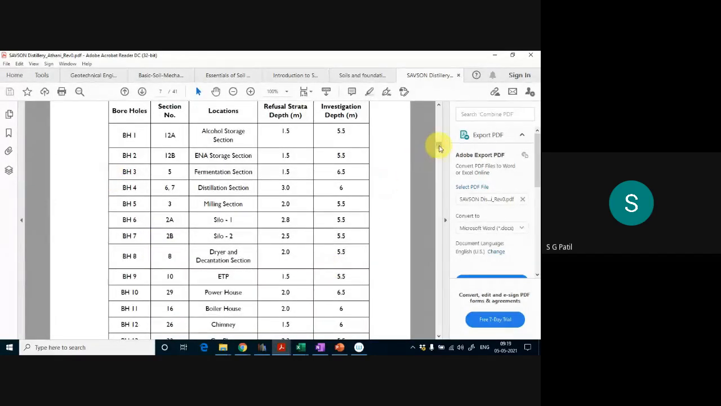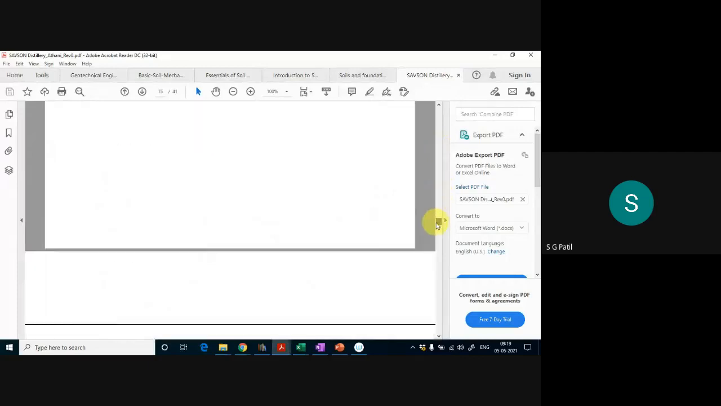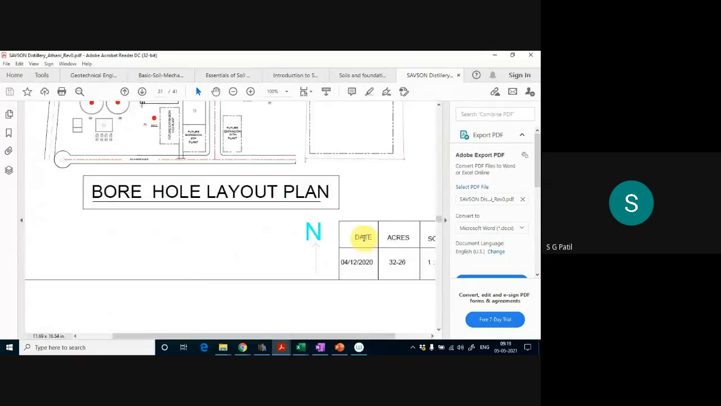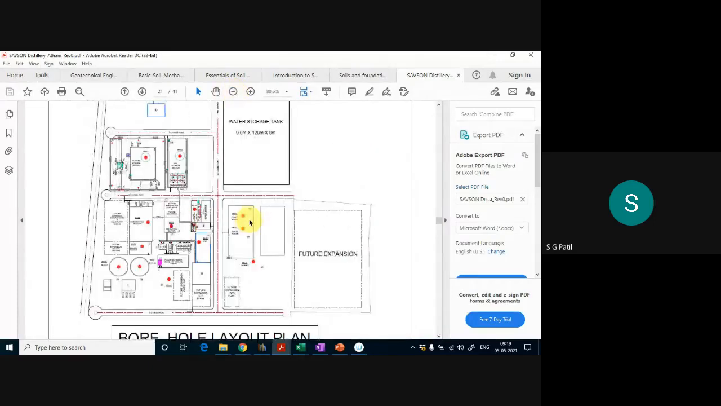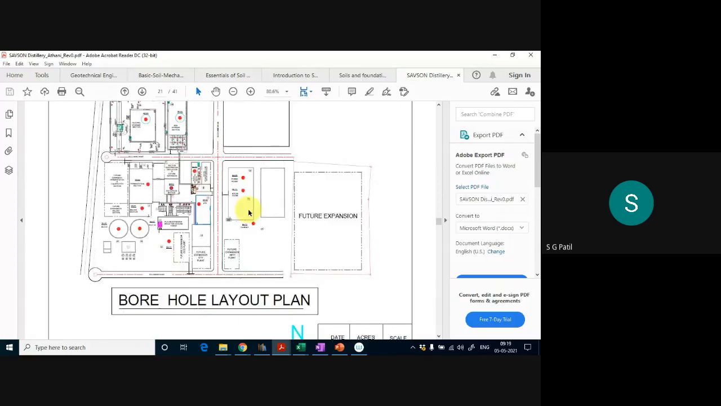Okay, so let me show that plan of the site. See, this is the plan of the site. This is near Athini. In Athini, this factory is situated. So these are the boreholes. See, these red dots are the boreholes, and these are the major structures coming in that distillery factory.